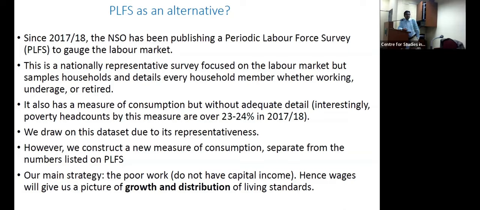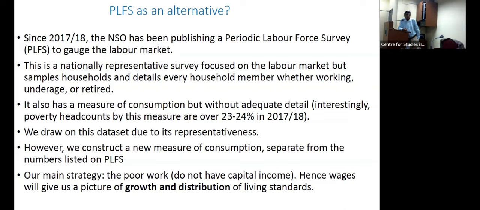So essentially we are using this data set because of its representativeness. We construct a new measure of consumption, which is different from the one that the Employment Survey would be.